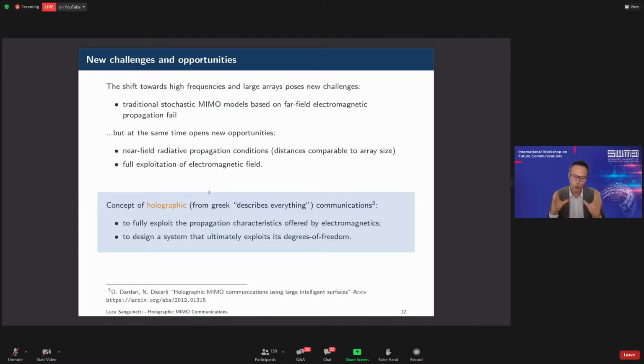Okay, so a holographic MIMO system is a system which relies on a channel model which is able to capture the essence of electromagnetic propagation. And then according to this model, you can build a wireless communication system which is able to exploit all the degrees of freedom of the channel itself.